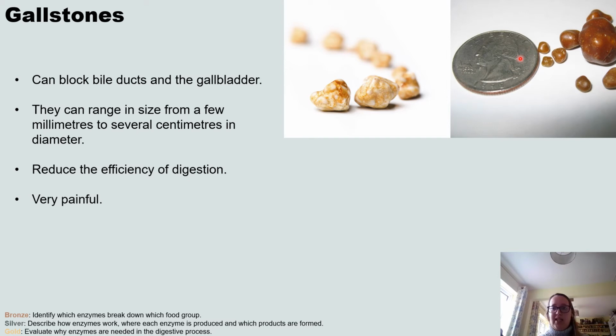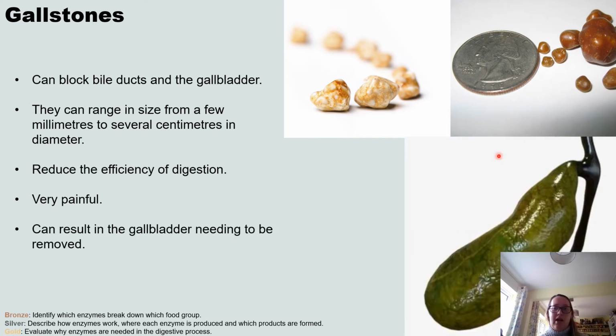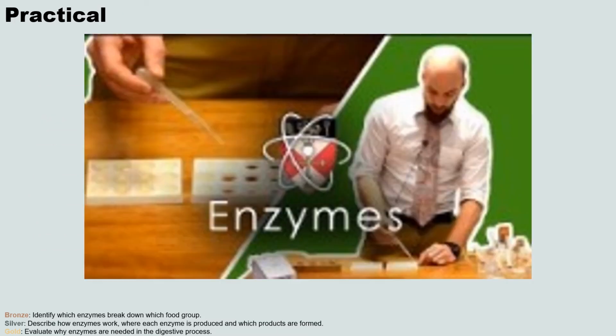So here we can see this is a quarter. So here's a comparison of size. So they're quite big, and that can result in the gallbladder needing to be removed. And here is a 3D composite sketch of a gallbladder. So that is what it looks like. And it's quite small. So to have these large gallstones in them must be quite painful.